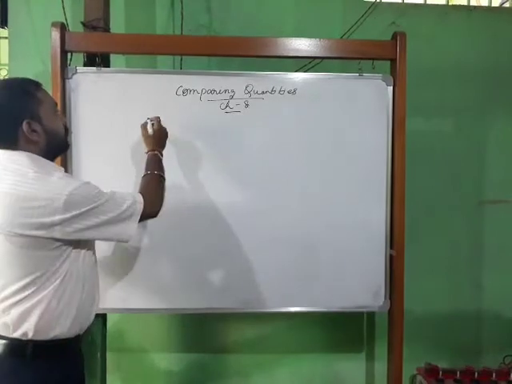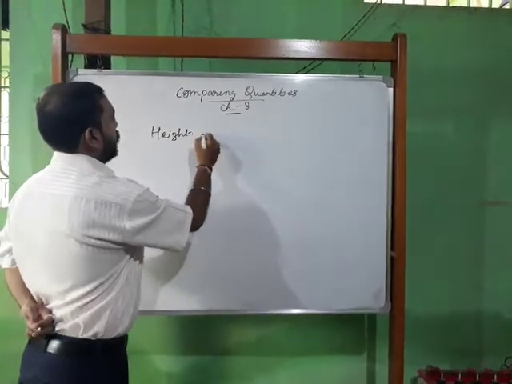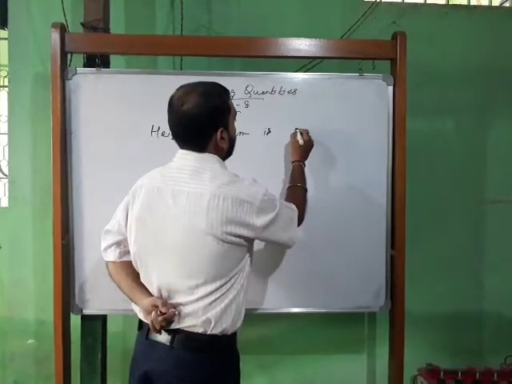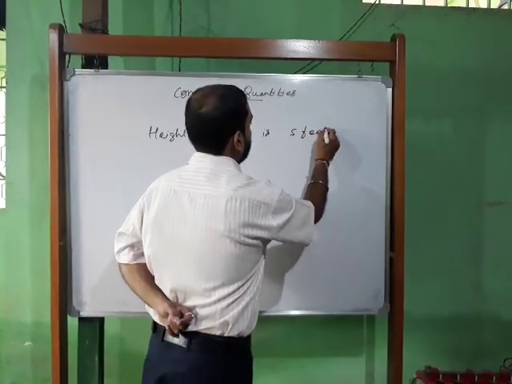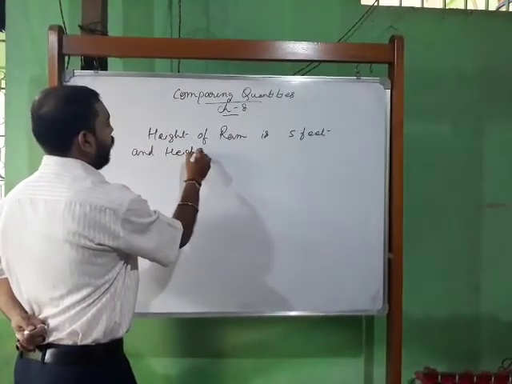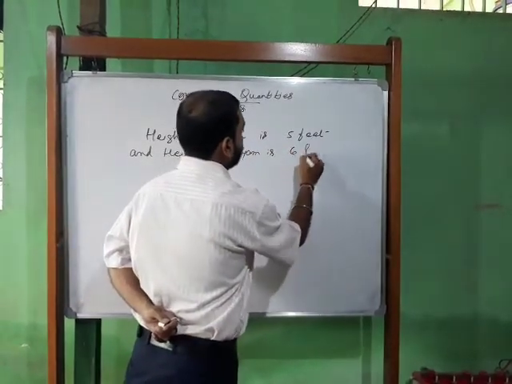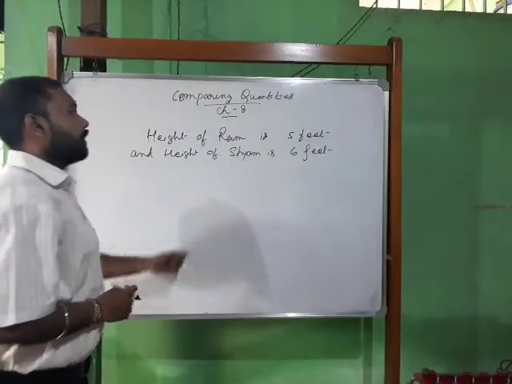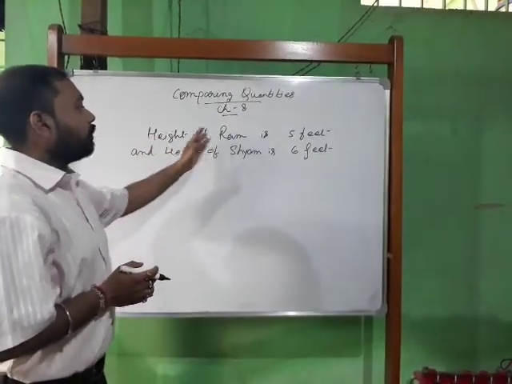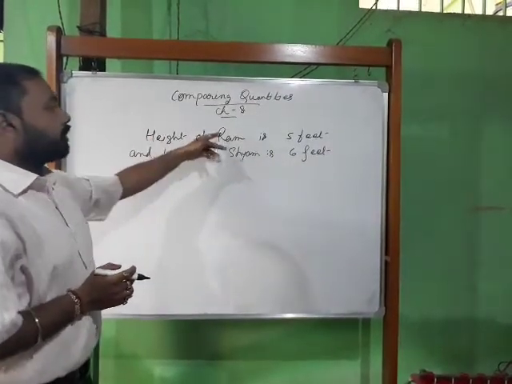Suppose the height of Ram is 5 feet and the height of Shyam is 6 feet. So we have taken two quantities. The quantity is height. The height of Ram is 5 feet and the height of Shyam is 6 feet. So we are comparing the height of Ram and Shyam.